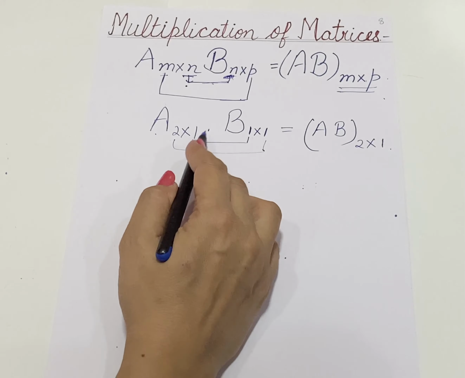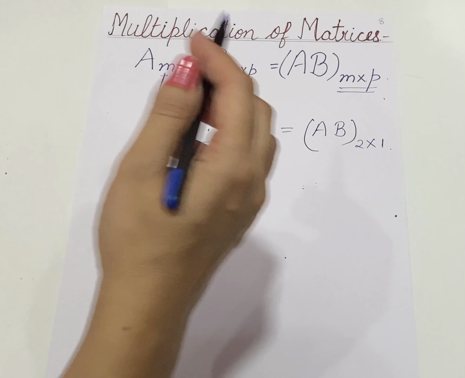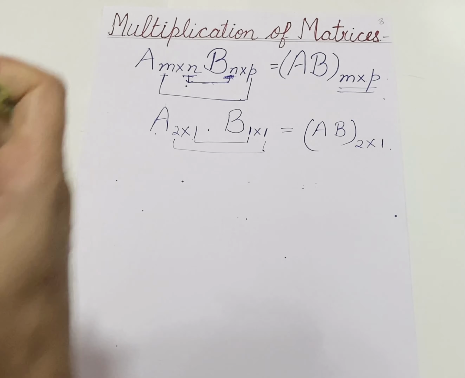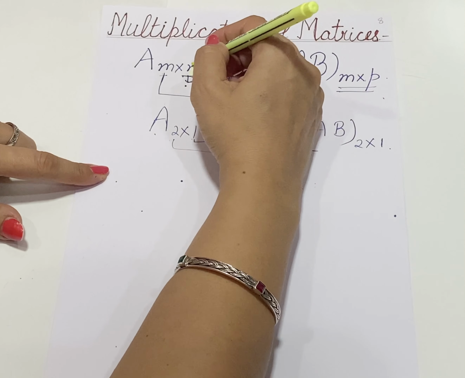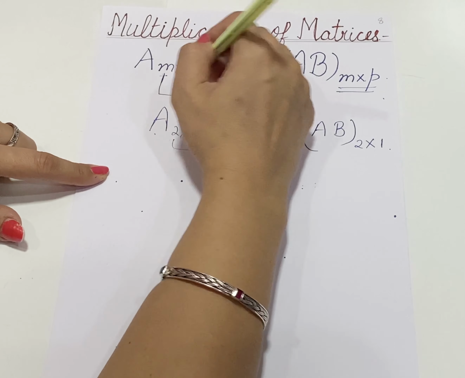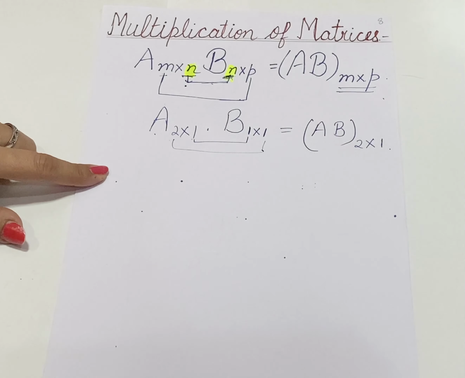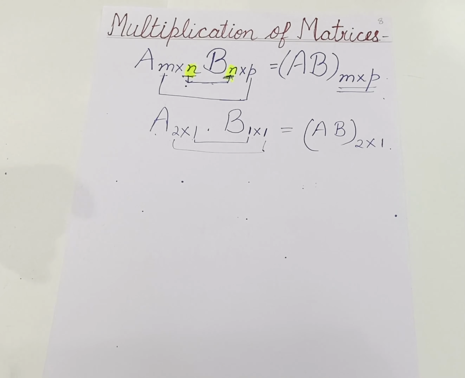This is the important condition we are having. What is the important condition? That is, the number of columns of the first matrix should be equal to the number of rows of the second, then only the multiplication is possible.